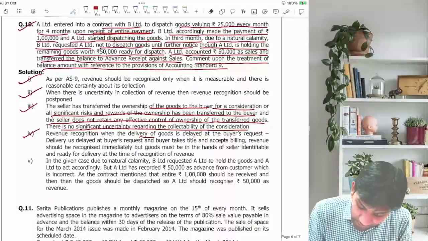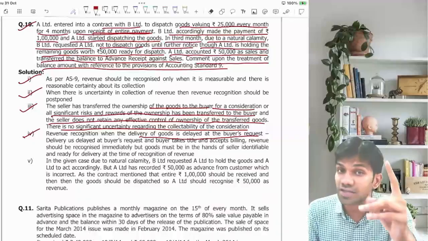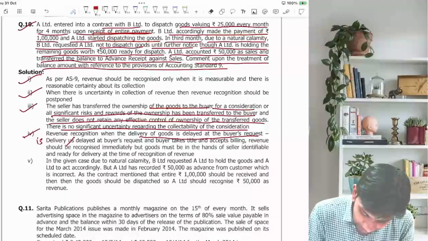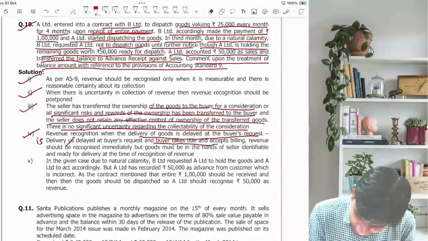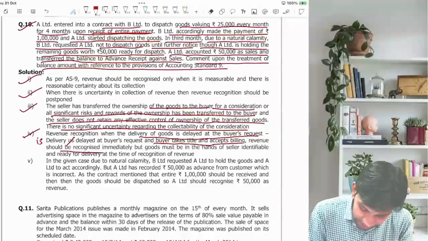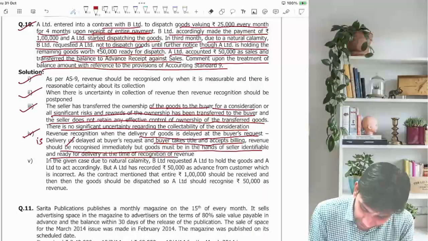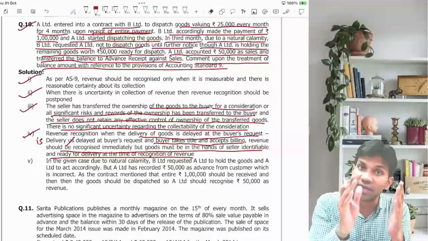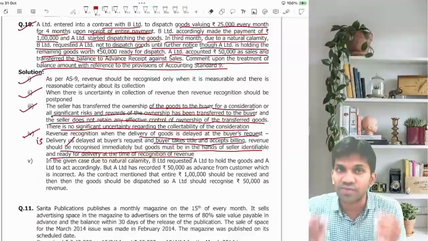Revenue recognition when delivery of goods is delayed at the buyer's request. So remember this point. This delivery has been delayed due to the buyer's request. Delivery is delayed at the buyer's request, and the buyer takes title and accepts billing. Revenue should be recognized immediately, but goods must be in the hands of the seller, identifiable and ready for delivery at the time of recognition of revenue. So it is very correct. Revenue should be recognized whenever I receive 1 lakh rupees. But the goods should be ready for delivery, ready for dispatch whenever you give me a notice.